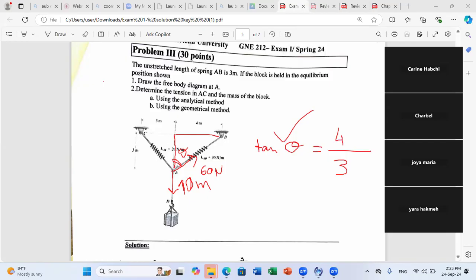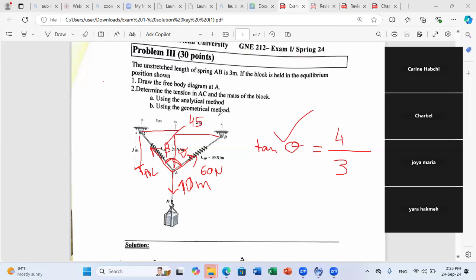For the other side, I don't know TAC, and the question is to find it. So I will put the unknown and say this is TAC to be calculated. I also have an angle here to be determined, which I need for my projections. I will call it beta. Beta can be easily calculated because this is 3 meters and this is 3, so you can directly say that beta is 45 degrees.